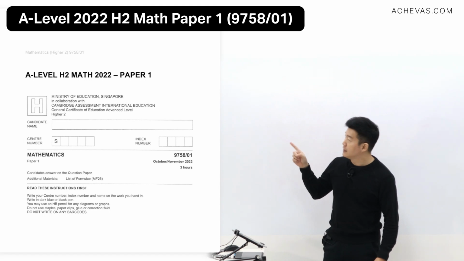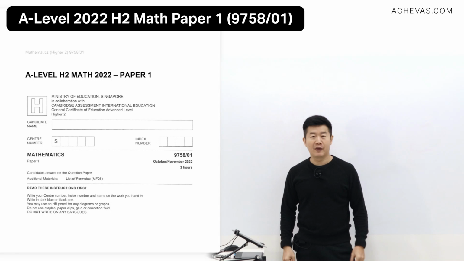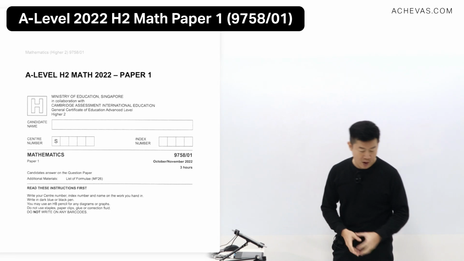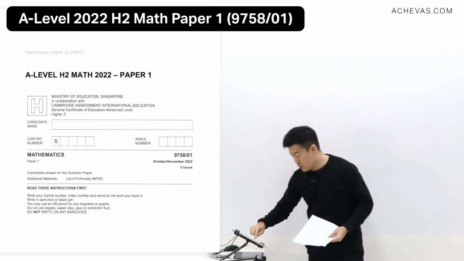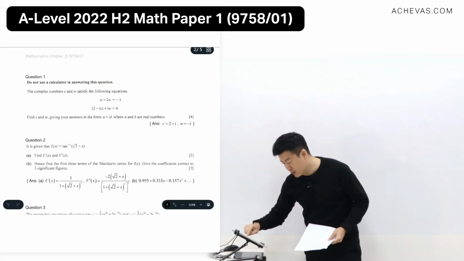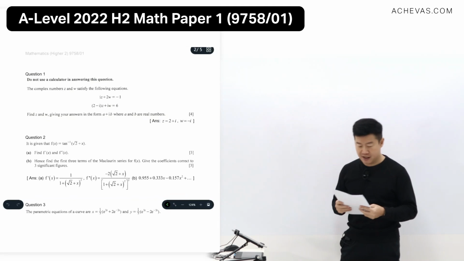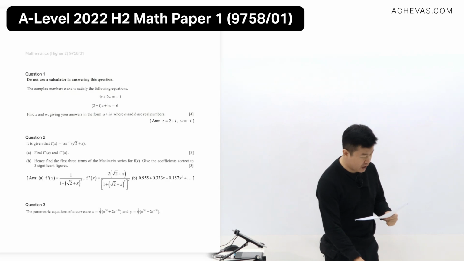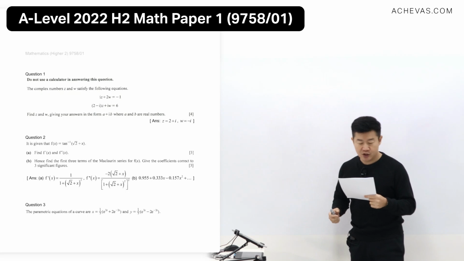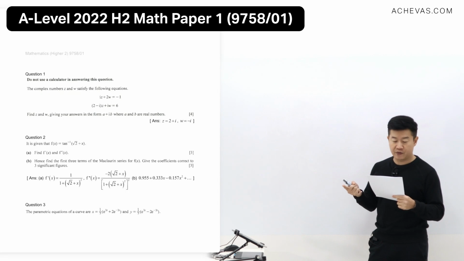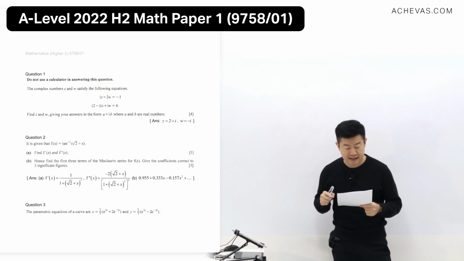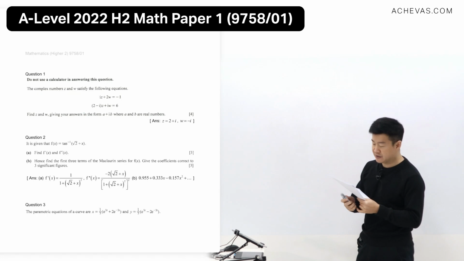Let's take a look at Singapore A-Level H2 Math 2022, Paper 1 together. So the first question that we are going to try to solve is a complex number question. We are given two equations that involve complex numbers z and w. Let me write down the two equations first.